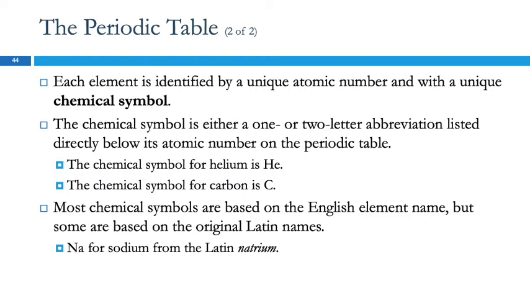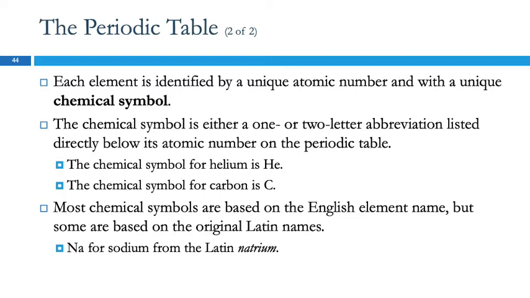So we have a unique atomic number for each element and also a unique chemical symbol that's really an abbreviation of its name. Chemical symbols, which are on your memorization list, and remember, you should take that memorization quiz. It's due by Thursday at midnight.